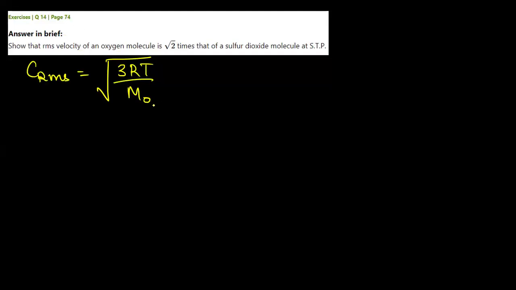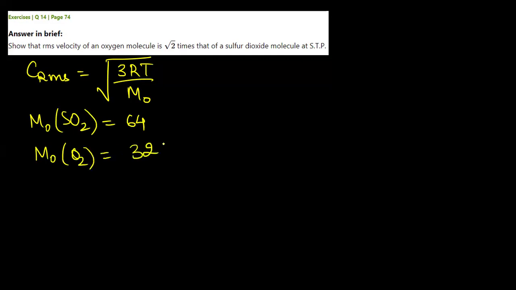There are two things given, oxygen molecule and sulfur dioxide molecule. When we talk about molecules, the molecular mass of SO2, sulfur dioxide, is 64. Please remember this value. The values are not given to you. It is supposed to be remembered by you. Molecular mass of oxygen, O2, will be equal to 32.